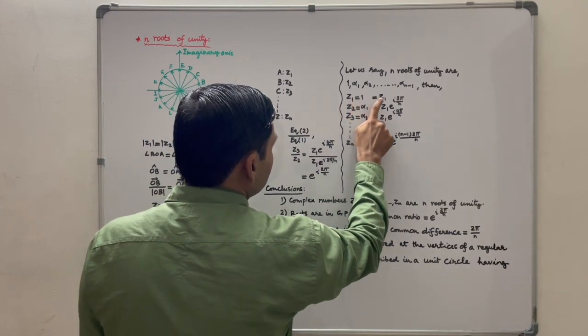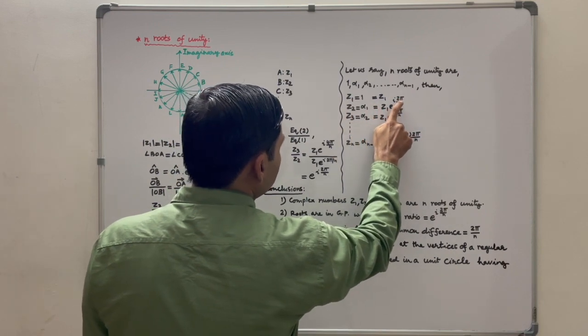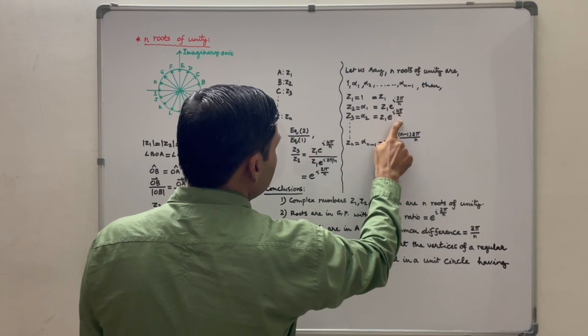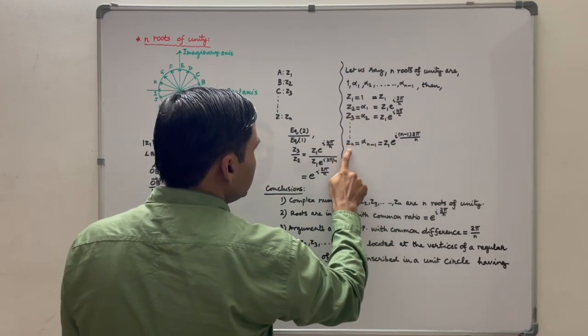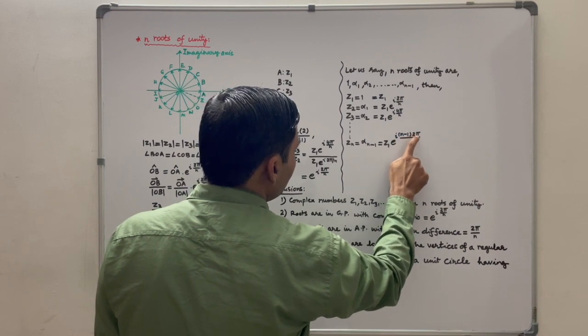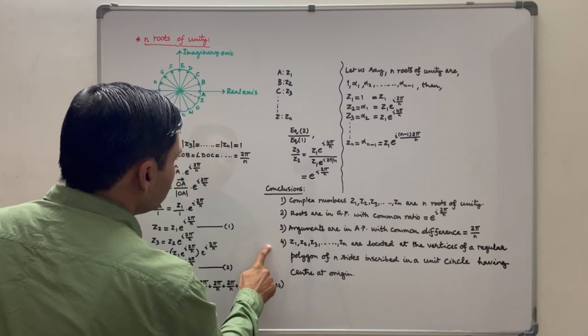So z1 is equal to z1, z2 is equal to z1 into e to power i 2 pi by n, z3 is equal to z1 into e to power i 4 pi by n and so on up to zn is equal to z1 e to power i (n minus 1) into 2 pi by n. We can conclude 4 points from this analysis.